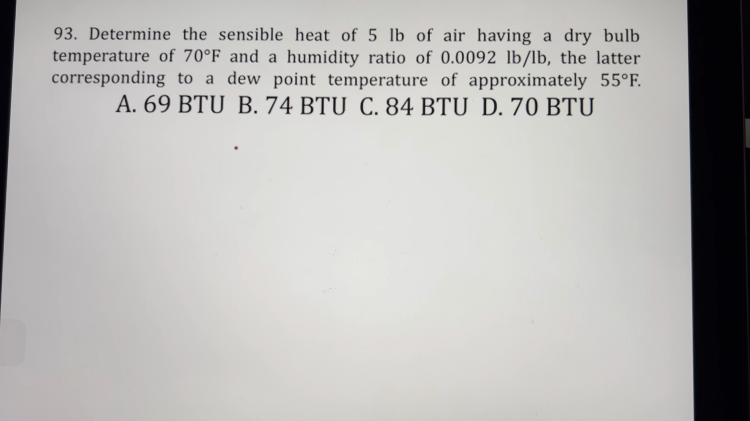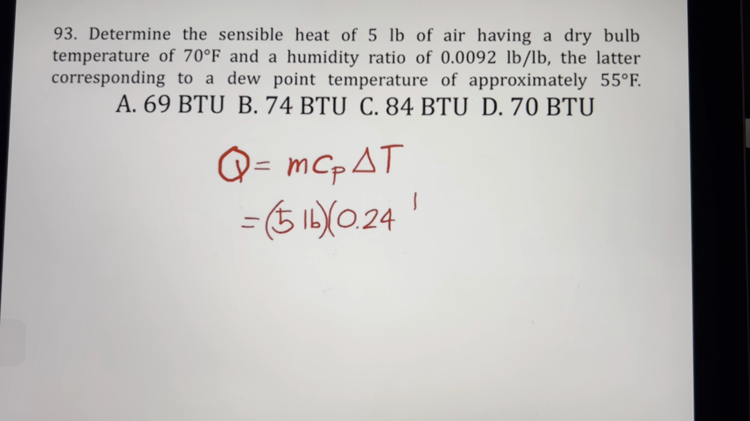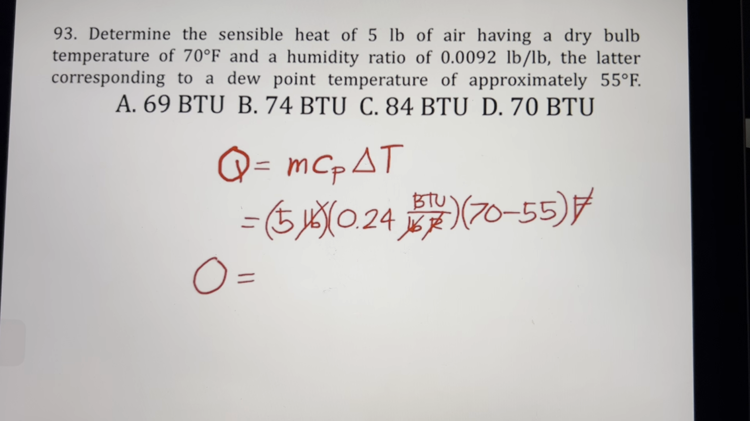So we are asked here to find the sensible heat, which has a formula of Q is equal to m Cp delta T. Okay, we have here mass of 5 pounds, Cp of air, that is 0.24 BTU per pound Rankine. And then our change in the temperature is 70 minus 55. And the change in Fahrenheit is also the change in Rankine. And pounds is also cancelled. What is our Q? The answer is 18 BTU.